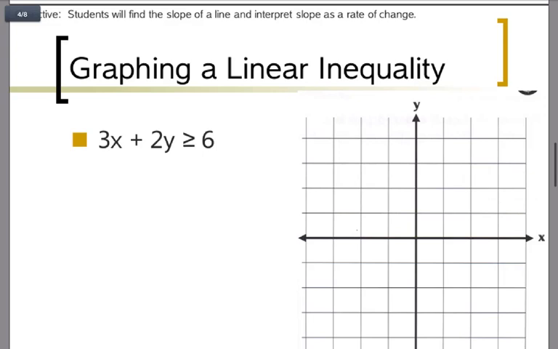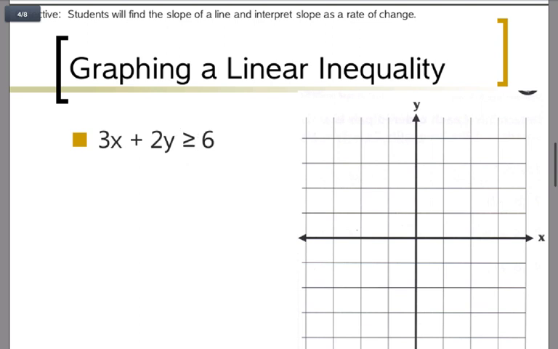Alright, now we're going to talk about graphing a linear inequality. So we've graphed lines, and linear inequalities are pretty much exactly the same. We treat this inequality sign as an equal sign. And we graphed lines before. There were two ways: we could graph it either using the intercepts or by using the slope-intercept form. Most commonly, we use slope-intercept form, so that's what I would use here.